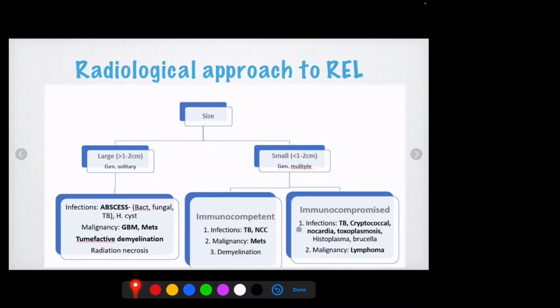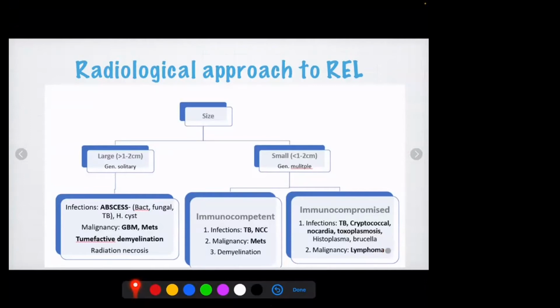And in immunocompromised patients, specifically we think of cryptococcosis, sometimes nocardia, toxoplasmosis, and uncommonly histoplasma and brucella as well. TB, of course, still remains a contender even in the compromised patients. And in malignancy, lymphoma. The reason being that in compromised patients, it would have more of a ring enhancing like pattern compared to a solid enhancing pattern, which is easier to recognize in immunocompetent patients. So this lymphoma, especially in HIV, would be more ring enhancing like rather than solid like, so difficult to diagnose sometimes.